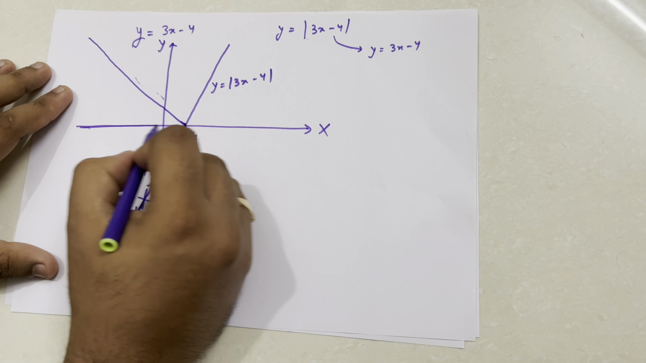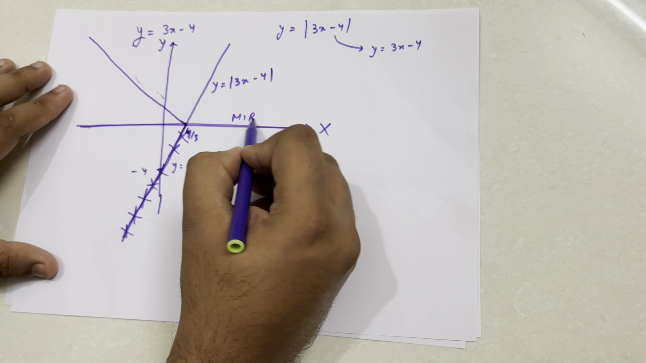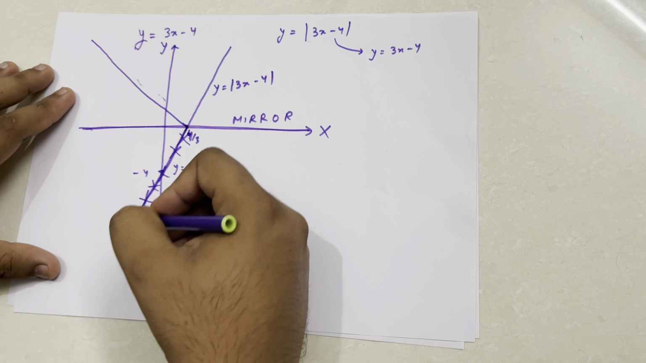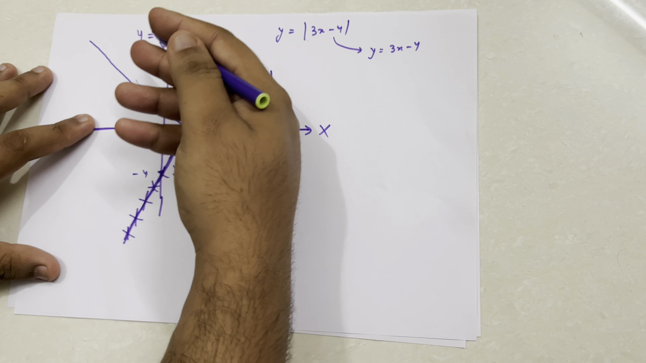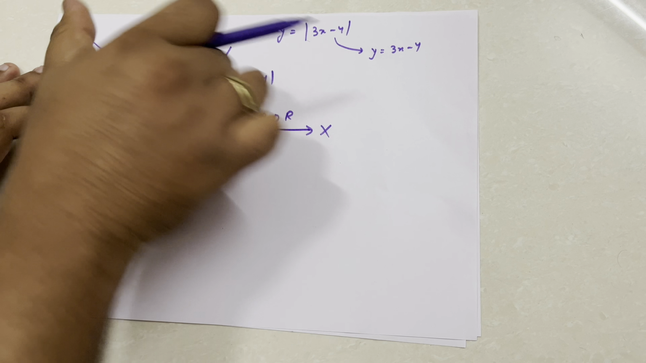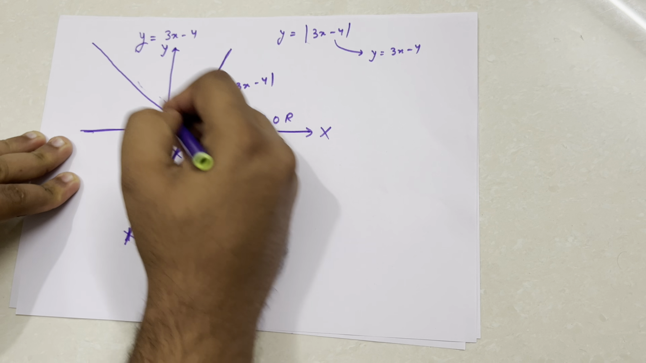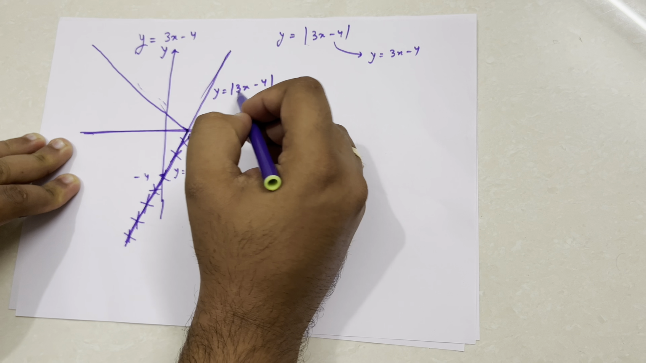And this becomes the mirror for which part? The part that was lying below the x-axis. This becomes the mirror and this part gets reflected. So this is the mirror image. In a mirror, if you keep a mirror over here, this part will go above, and this becomes y is equal to mod 3x minus 4.